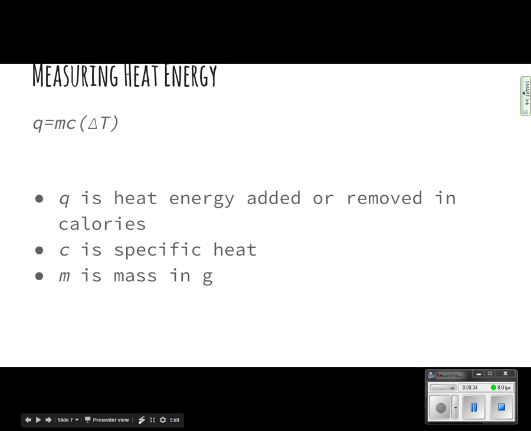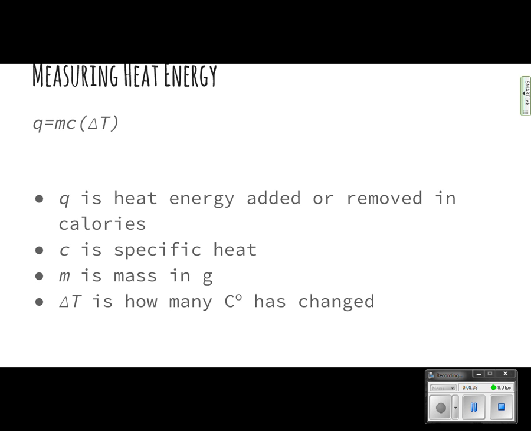M is the mass, which you've seen in the density equation before. And then delta T is how much the temperature has changed. I like to use this little mini equation to help me figure out delta T. Delta T, or the change in temperature, is the final temperature minus the initial temperature. So let's do 2 Q equals mc delta T problems.